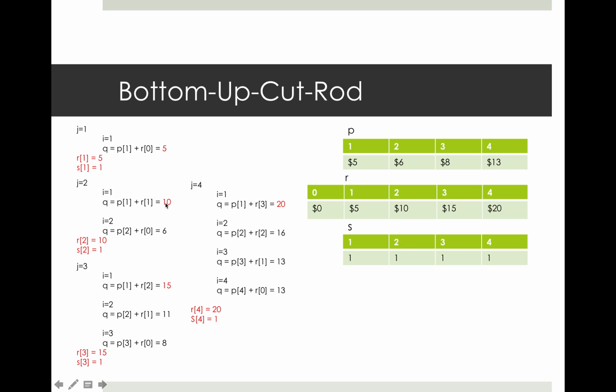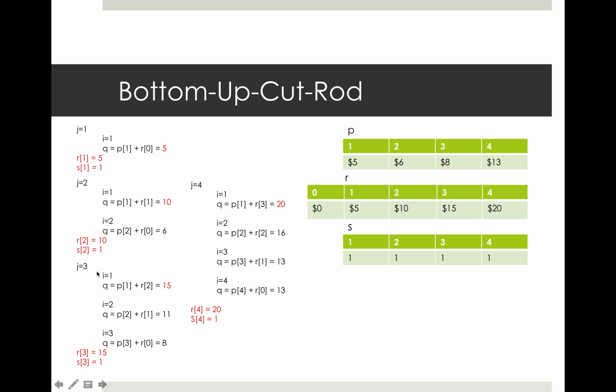Now, if you notice, we're using R of 1 and R of 0 here, which we've already set. So using the bottom-up approach, we're going to go ahead and just build off of the numbers that we've previously set, and we don't have to check if we've set them like we do in the top-down approach.